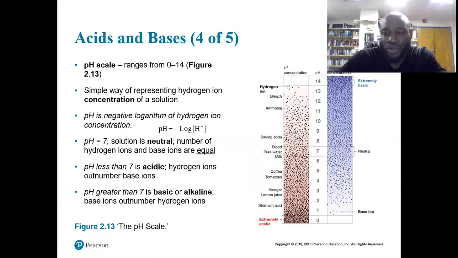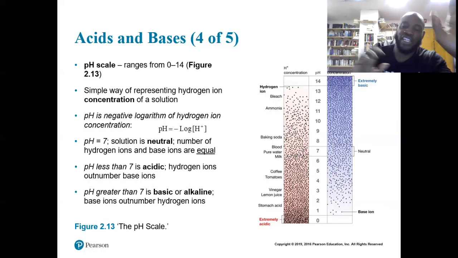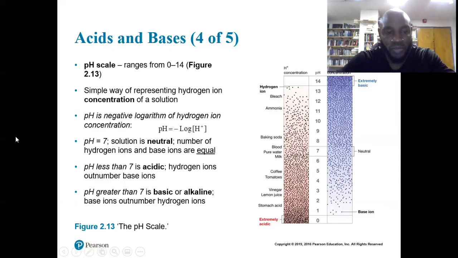And so why is that important? Right, here we go. The pH scale ranges from 0 to 14. You probably have heard of this pH. It's a simple way of representing the hydrogen ion concentration of a solution. pH is the negative logarithm of hydrogen ion concentration. So pH is negative log of hydrogen. 7 is considered neutral. So if something has a pH of 7, it's considered neutral, like water, pH of 7. You have an equal amount of hydrogen plus and OH negative. That will be considered 7.